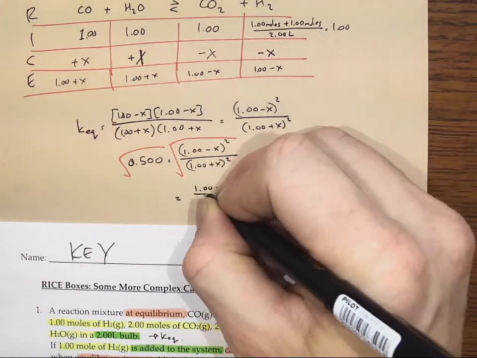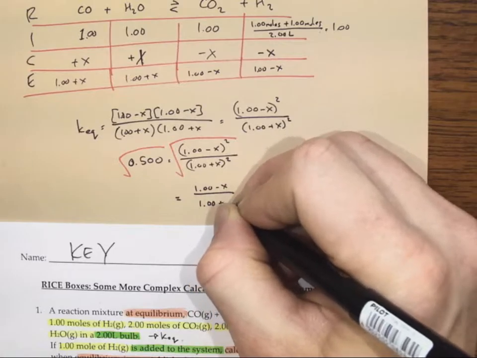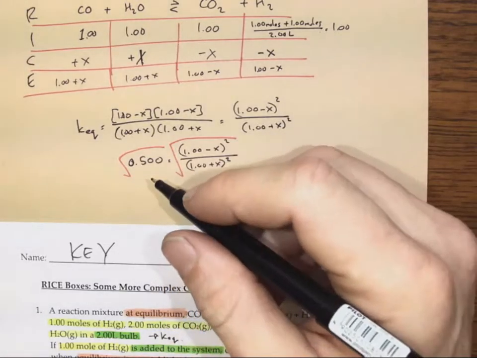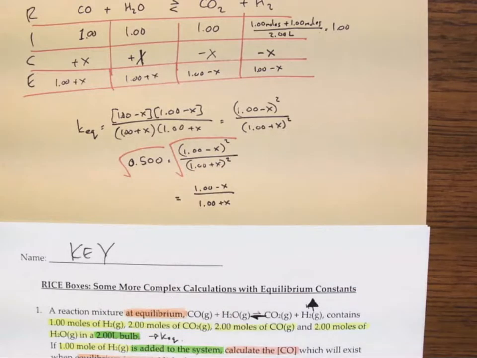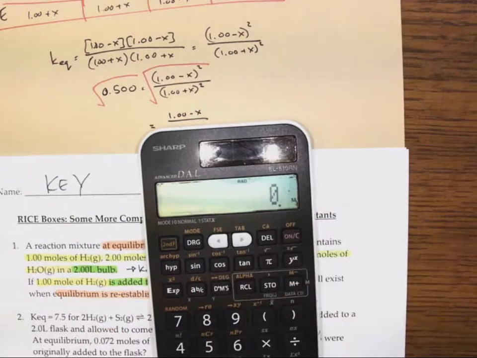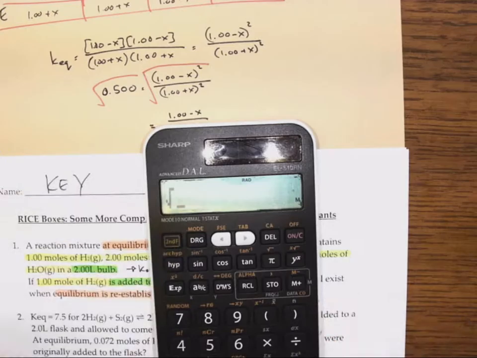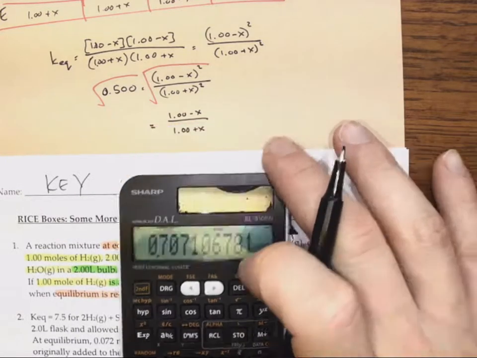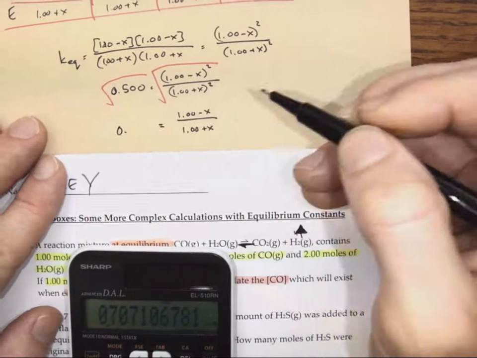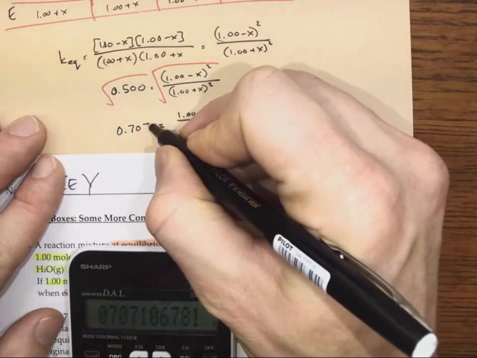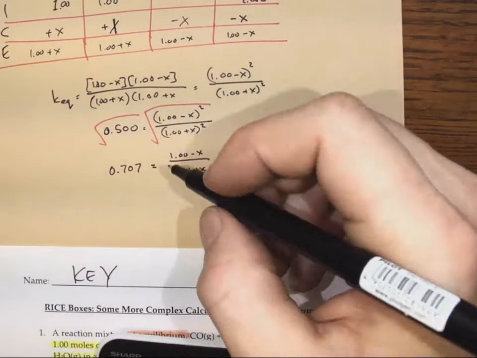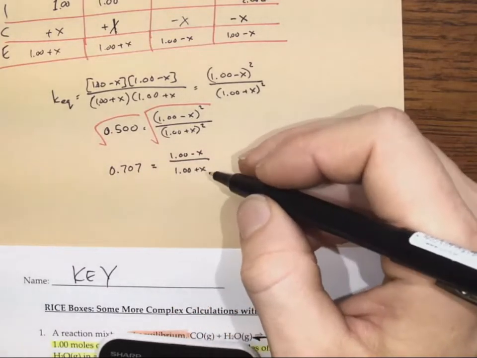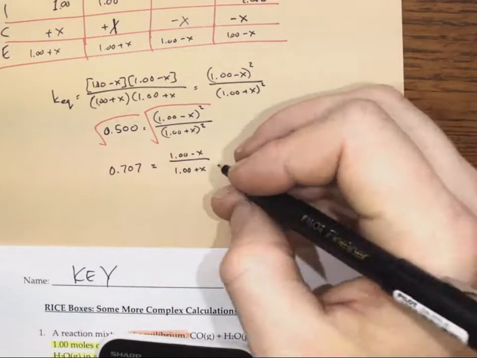1.00 take away x over 1.00 plus x, and that's equal to the square root of 0.5, which I think is 0.707. Where did my calculator go? 0.5, yeah, 0.707. 0.707. All right, so now we need some grade 11 level solving of rational expressions.